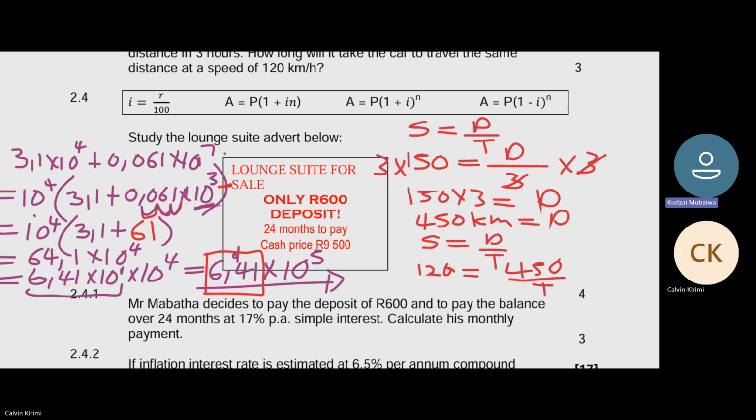The distance was 450 kilometers. Speed is now 120. What is the time? Oh, yes, sir. So first you calculate the distance, which does not change. What changes is the speed and the time, but the distance between the two places does not change, isn't it? Yes, sir.